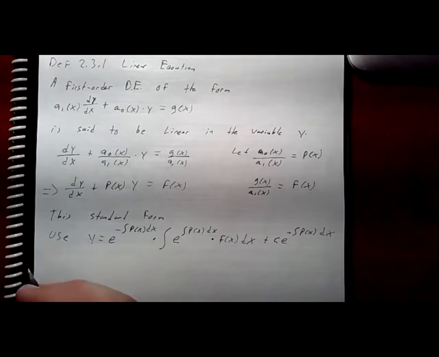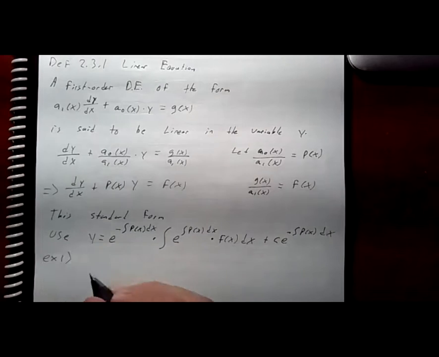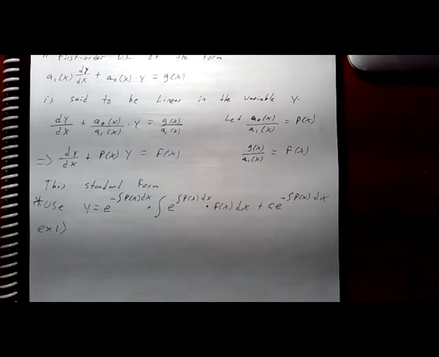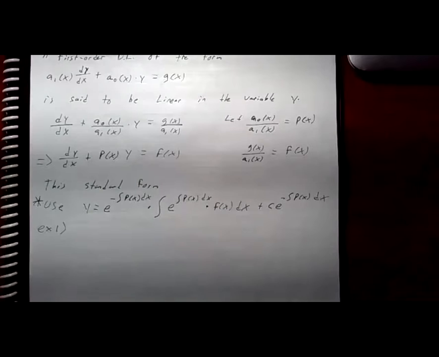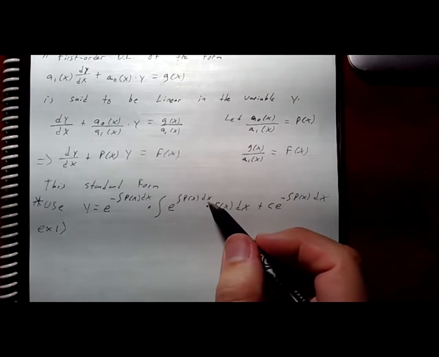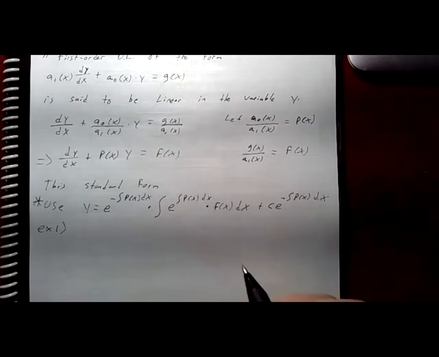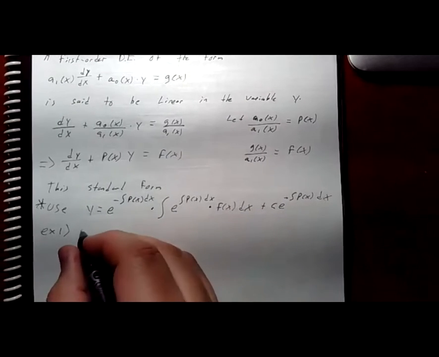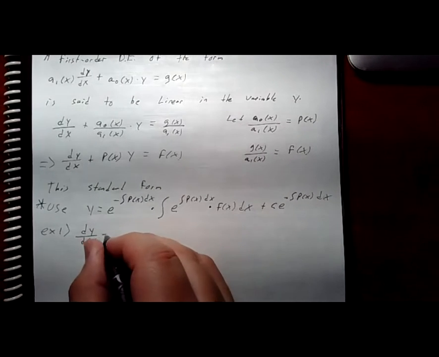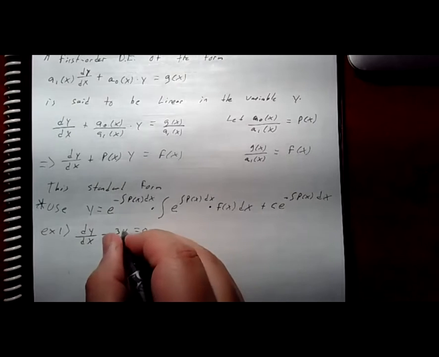Okay, so example 1, put a star on this. This is the main thing you need for this section. Now the book uses a different technique. They don't use this formula, but I think we should. This integral of P of x is also called the integrating factor. So that was the word I was looking for. I just remembered. dy/dx minus 3y equals 0.